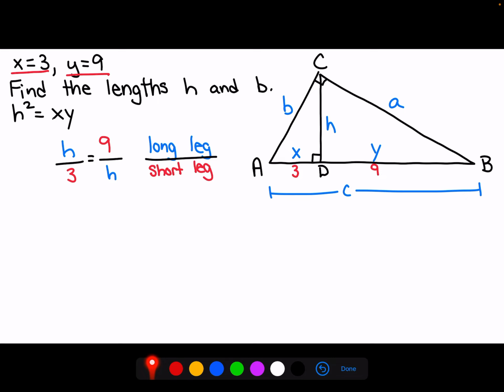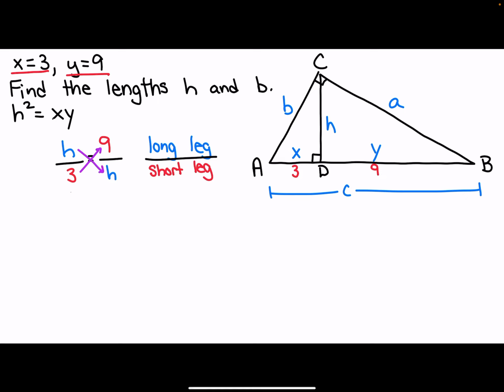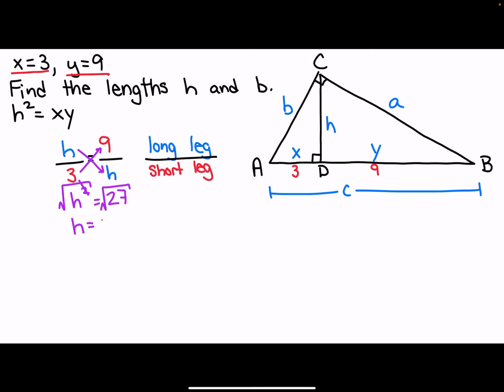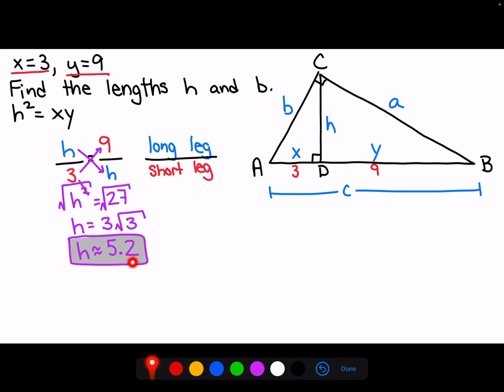If we cross multiply, we'll be left with h squared equals 27. And then we can go ahead and get rid of the square by taking the square root of both sides, giving us h is about 5.2. Again, make sure that you're rounding to the nearest tenth.